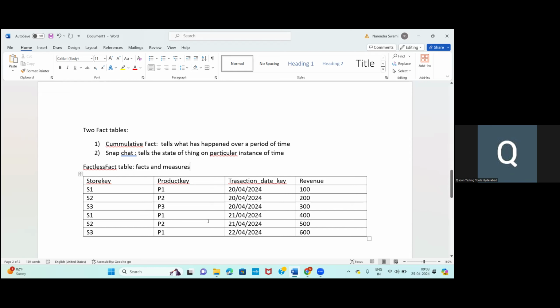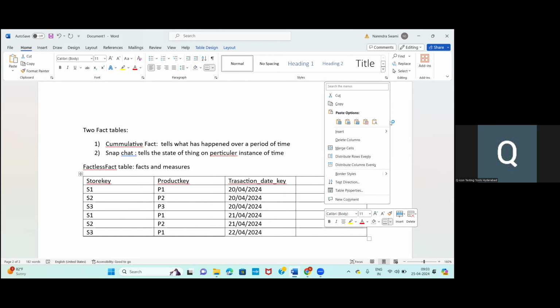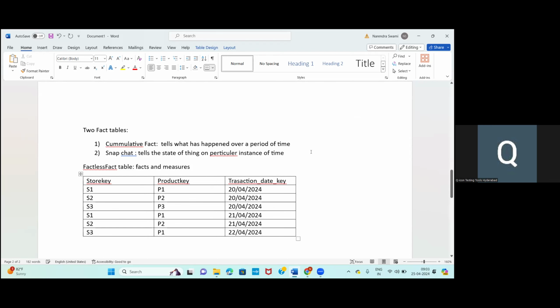Do you have facts here? No. Okay, and measures? Yes, we have measures, right? I'm just removing this measure. Then it becomes a factless fact table. So here it has only keys. A factless fact table means it has only dimension keys. It doesn't have measures and facts, even though we can derive something from this table. That is called a factless fact table.